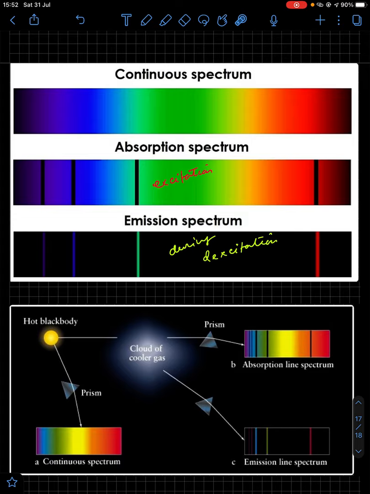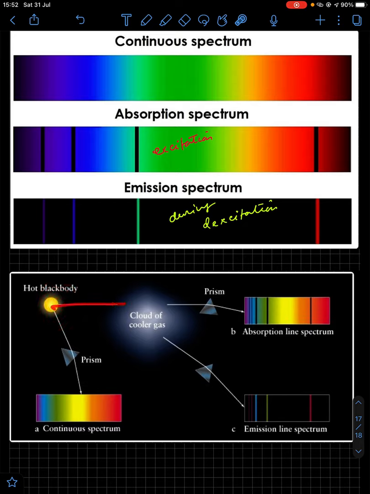So a diagram is shown over here that you have a hot body, a light source. Now light is coming out through that source, you pass it through prism directly, you get the continuous spectrum. Now you pass it through a cloud of cooler gas, say this gas is hydrogen, and cold gas, that means the hydrogen gas is in ground state. Now when the high energy radiation passes through this, then what will happen? The hydrogen gas will be excited because it has received energy.